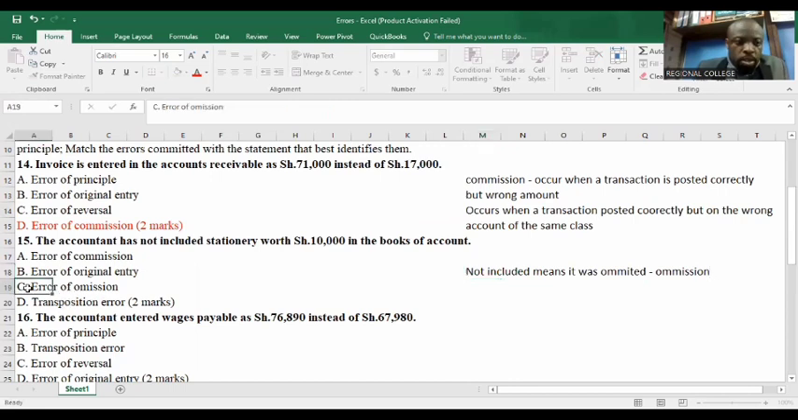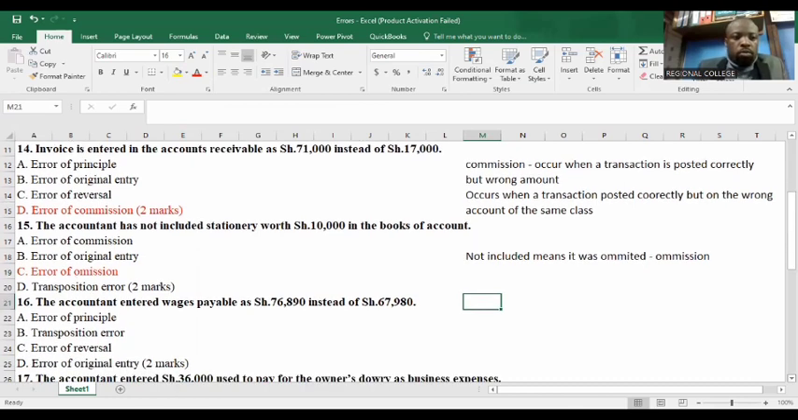So the correct answer was choice C, error of omission.